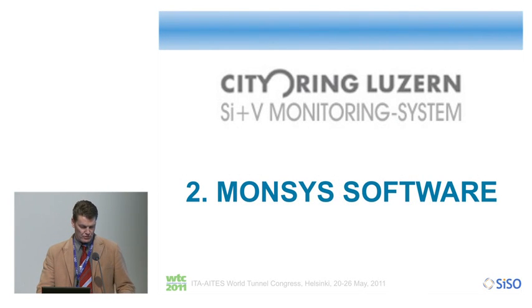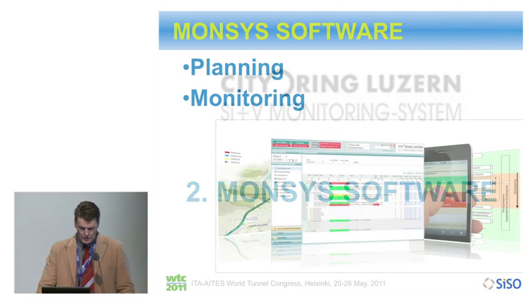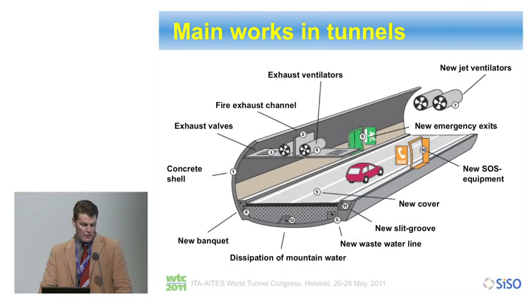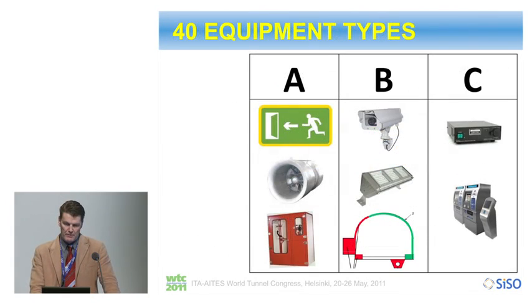Now, how can Monsus software be helpful? The system was designed for two main purposes. For planning of the works and shifts in advance, there are more than 60 contractors taking part in the renovations. And secondly, for monitoring and controlling the progress of works at different construction sites during the night cycle or the weekend cycle. Now, all these installations and equipment are defined in the Monsus system under three categories.